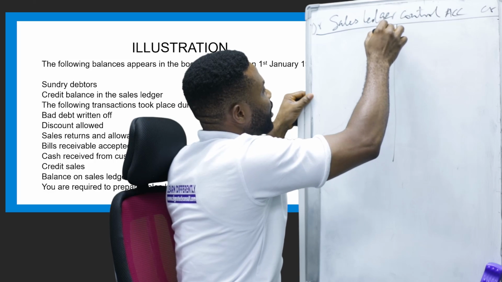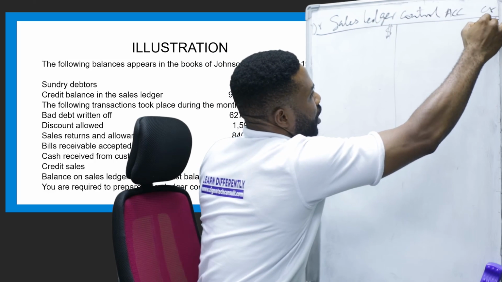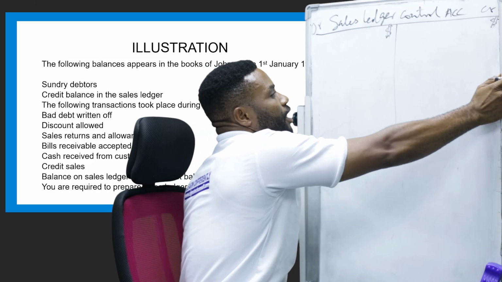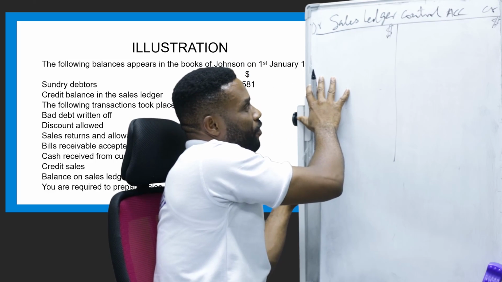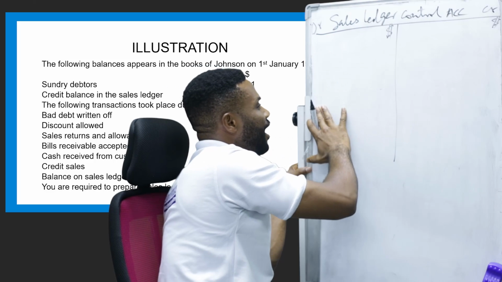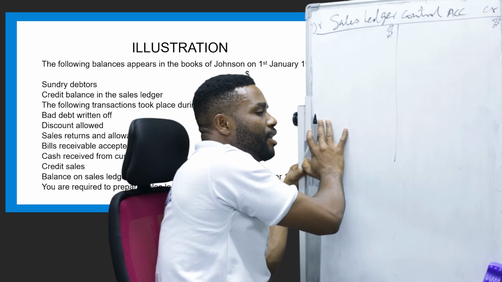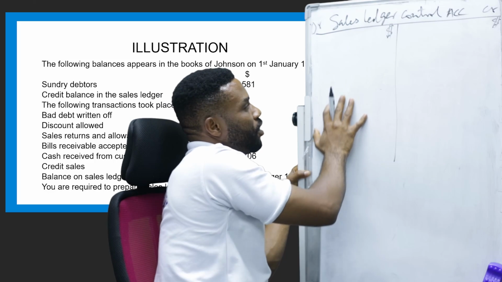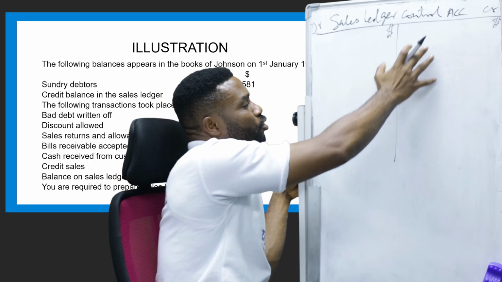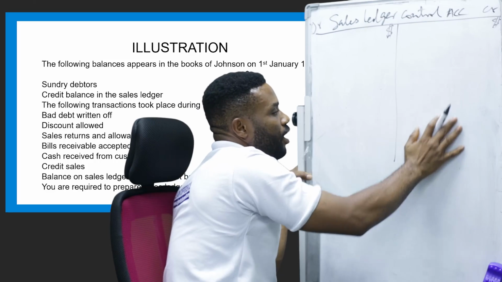This is your dollar sign, and this is your dollar sign. This is what we call the credit side of the account, and this is what we call the debit side of the account. So on the debit side, whatever increases what your debtors are owing us should be here. And whatever reduces what they are owing us should be on the credit side.